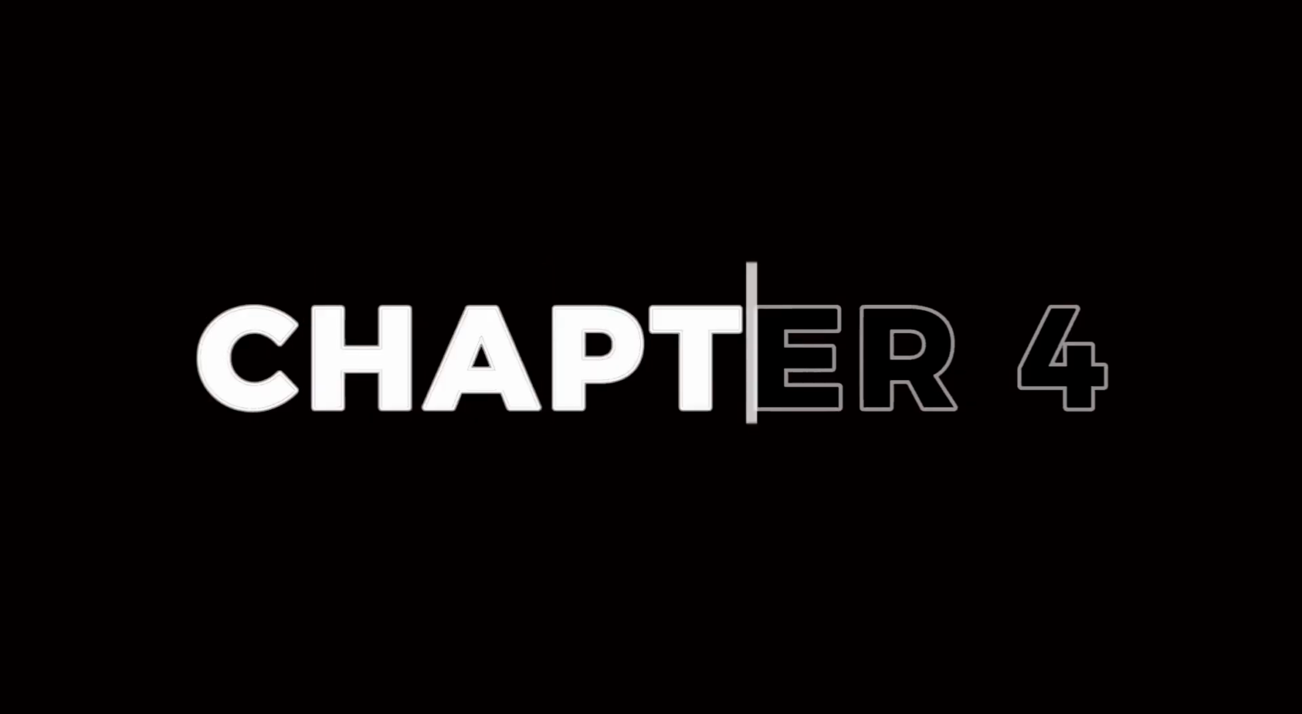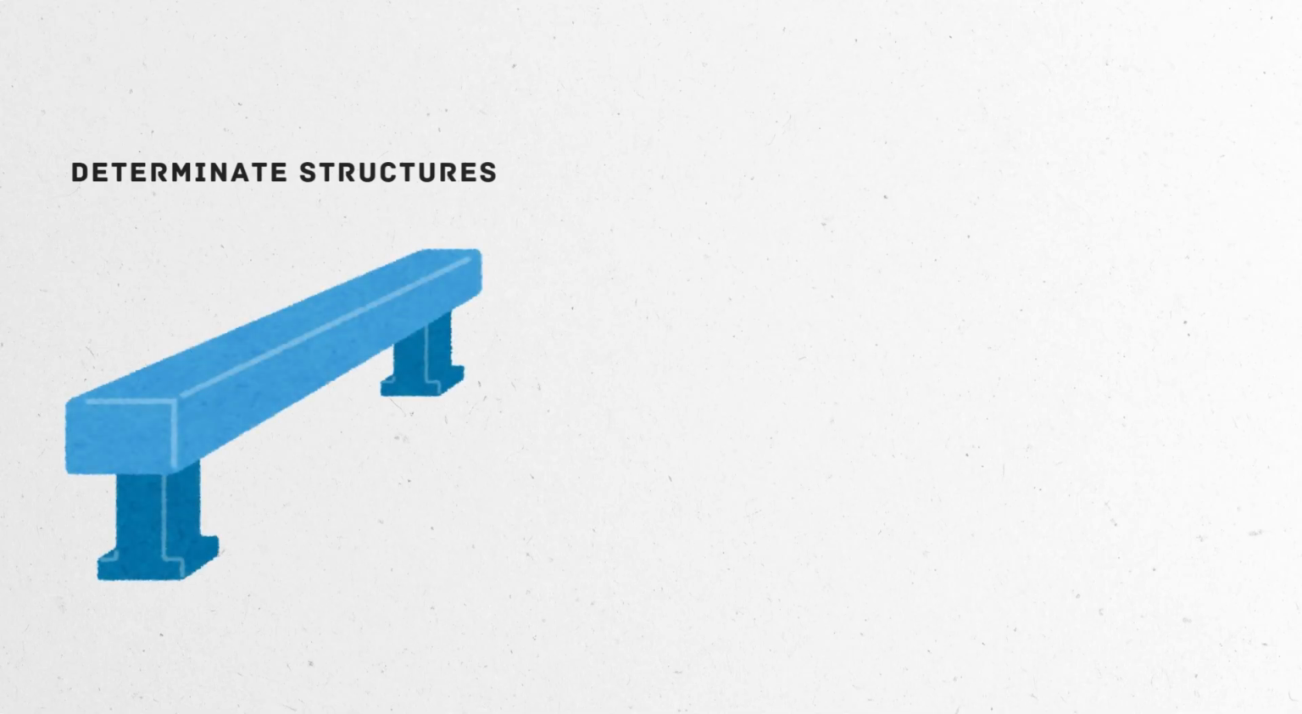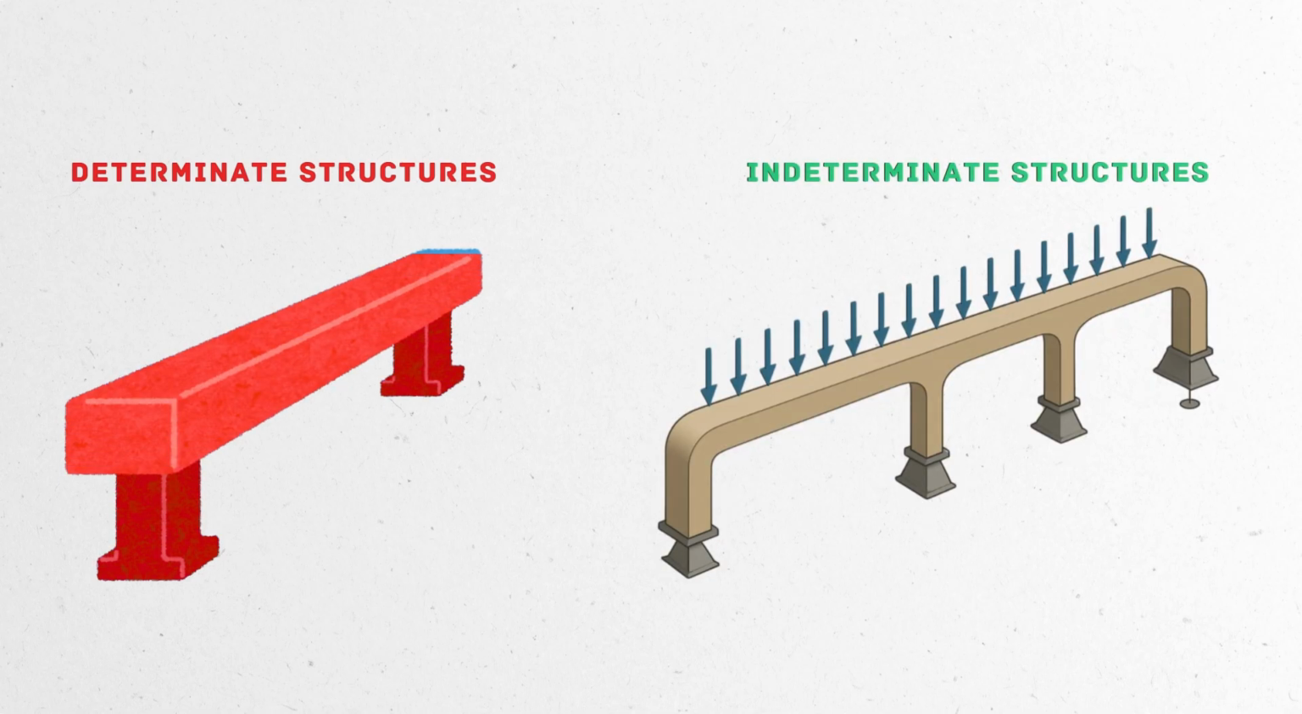Chapter 4. Determinate versus indeterminate structures. Now let's compare. Case 1. A simply supported beam. 2 supports. 1 failure, total collapse. Case 2. A continuous beam. 1 support weakens. Moments shift. Reactions change. The structure survives.